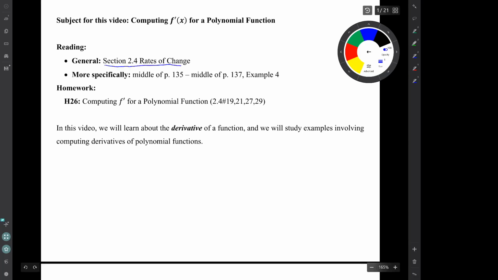More specifically, the reading is from the middle of page 135 to the middle of page 137, example 4. And the corresponding homework is homework 26, involving computing what's called f prime for a polynomial function. It's 4 exercises from section 2.4. So as I said, we'll be learning about the derivative of a function, and we'll be discussing examples involving computing derivatives of polynomial functions.